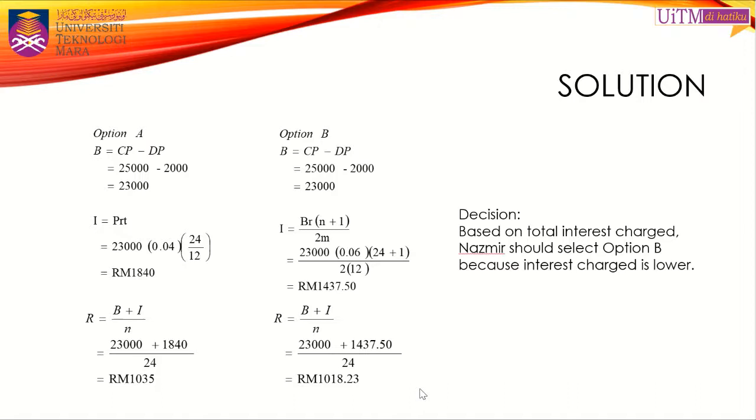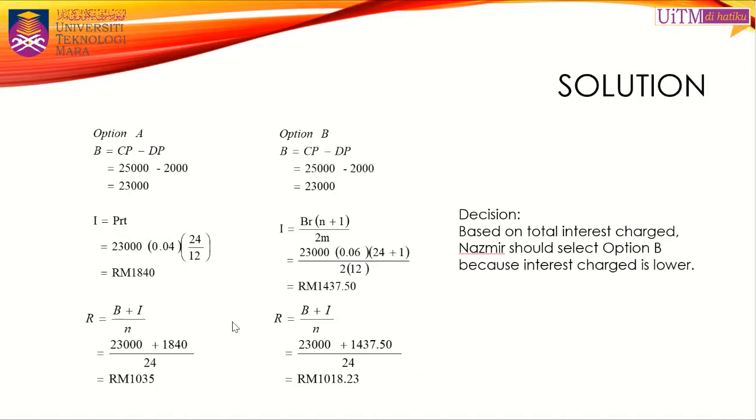But in this situation, the situations are similar. The only difference is the interest rate, okay, and the method being used. So we can compare directly. So by comparing the interest amount and also the monthly payment, the decision is for Nazmi to select option B. Okay, hopefully this will clear some of your confusion.